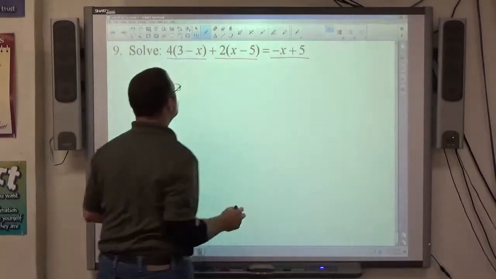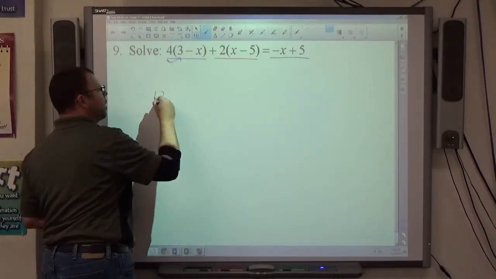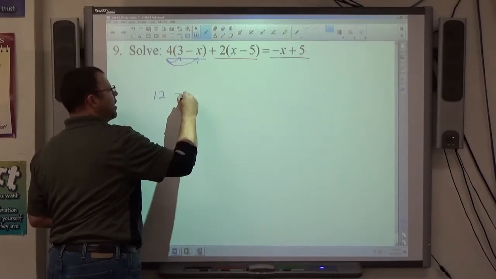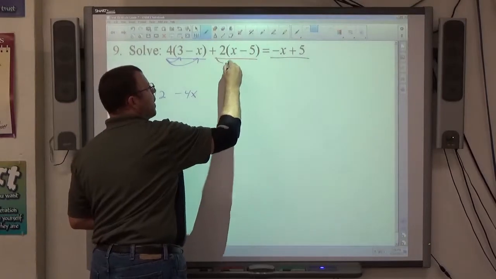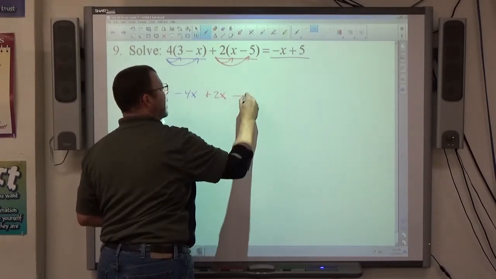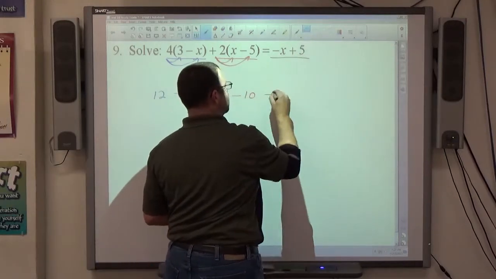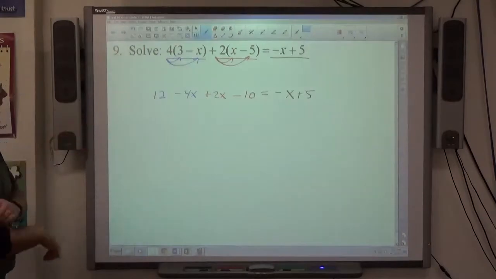So 4 is being multiplied by 3 minus x. 4 times 3 is positive 12. 4 times minus x is minus 4x. Positive 2 is being multiplied by x minus 5. Positive 2 times x is positive 2x. Positive 2 times negative 5 is negative 10. Again, nothing happens to negative x plus 5 but bring it down.